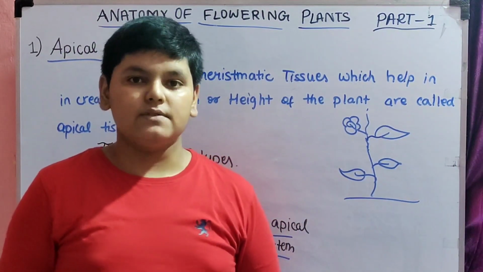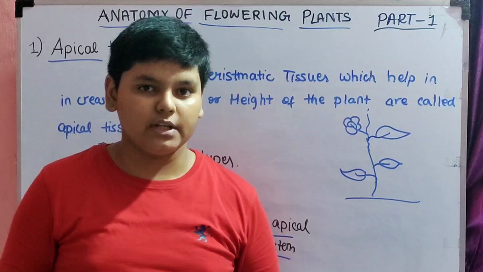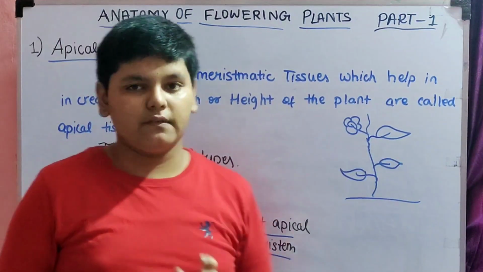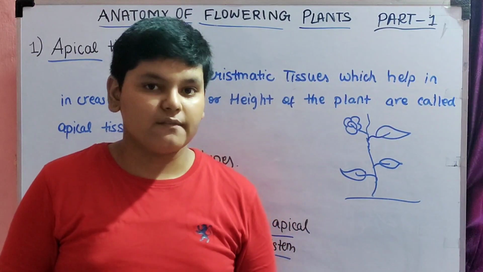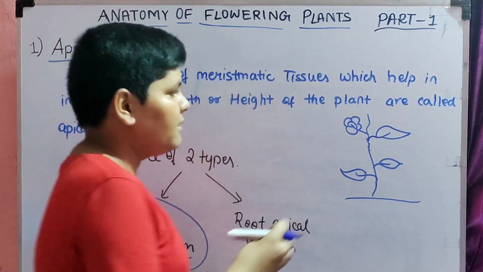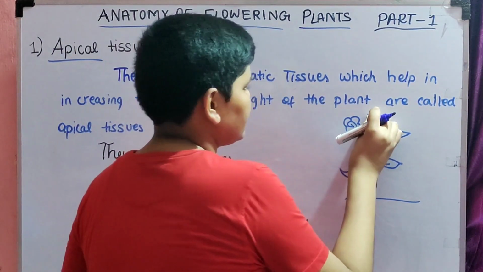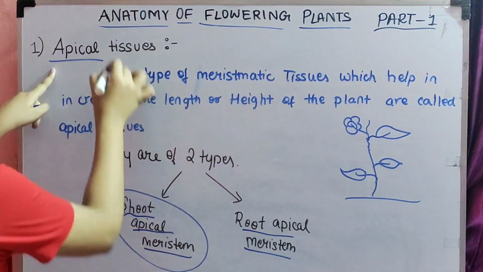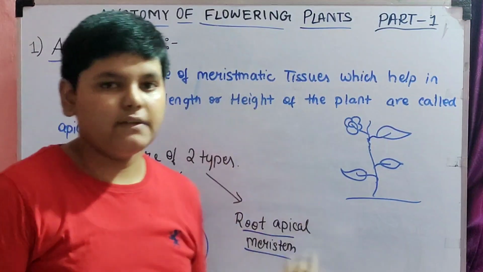In inflorescence, which comes in the morphology video. In morphology, we will learn that there is one type of inflorescence which is called racemose inflorescence. In that, the axillary meristem, the axillary bud, keeps on growing up. Why? Due to the help of the apical tissues only. So this is one way of growing.